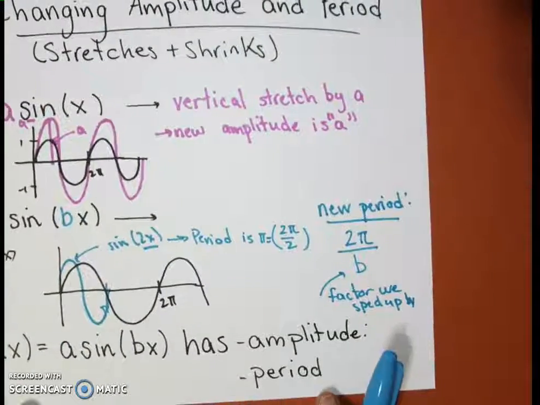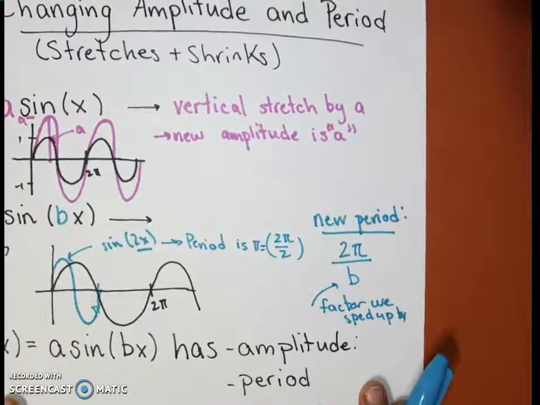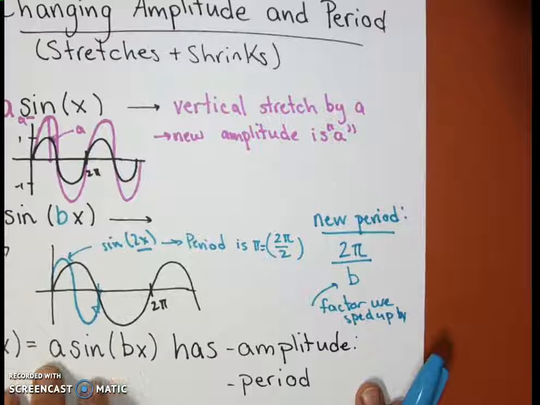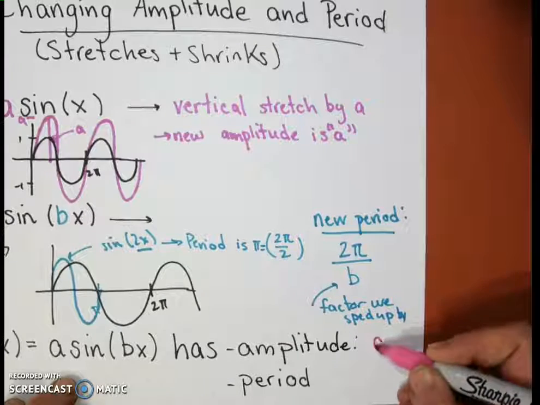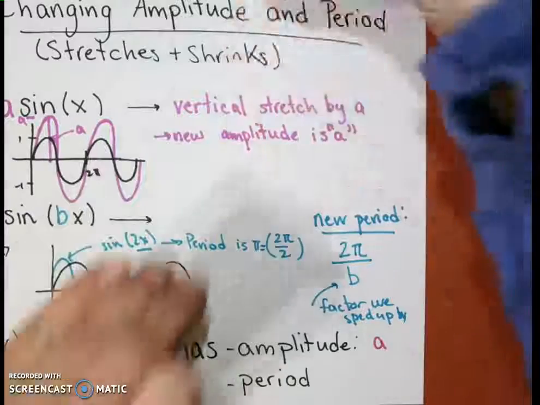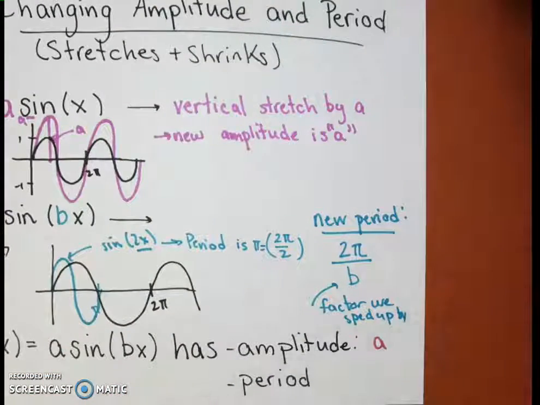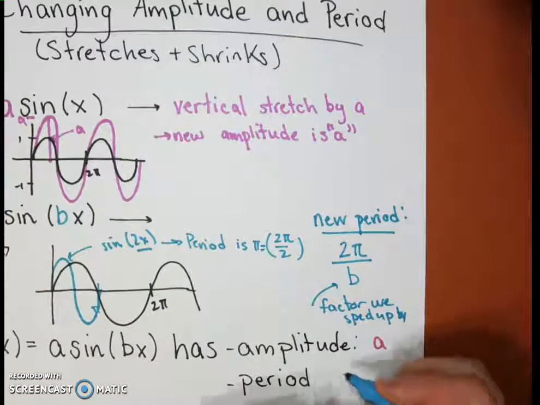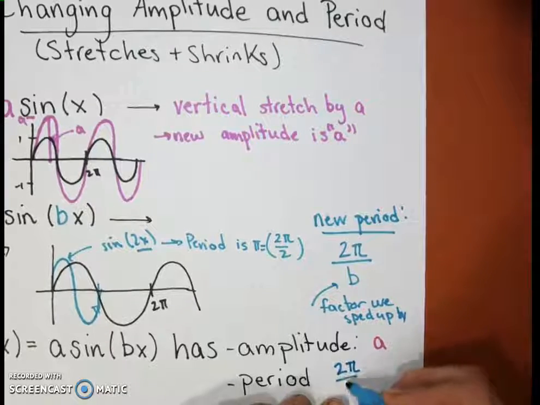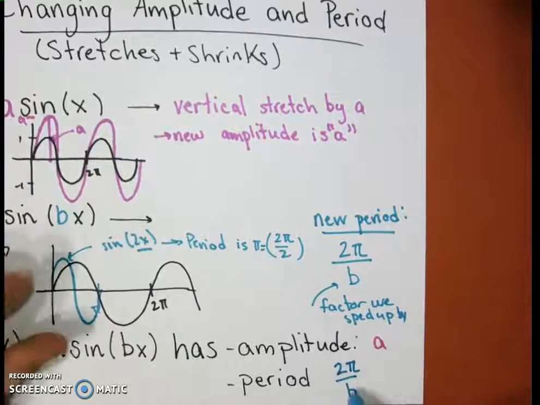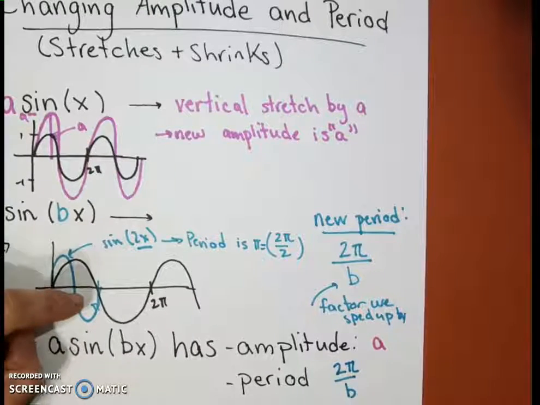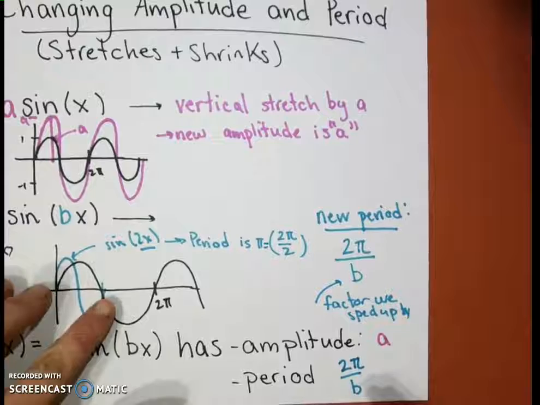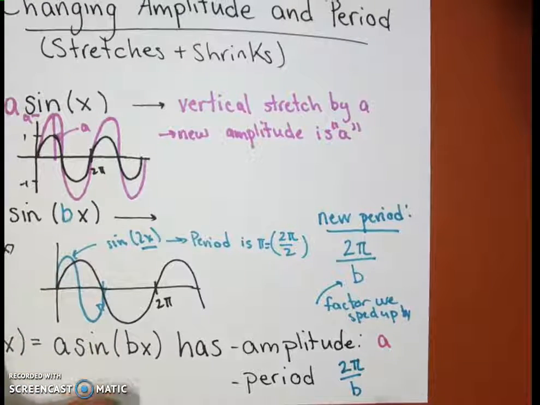So here's what you need to know how to do. If my equation is a sine bx, then this will have amplitude a, because I stretched everything out by a, and it will have period 2 pi divided by b, because it completes a cycle b times as fast as it did before. So it takes 1/b the amount of time that it did originally.